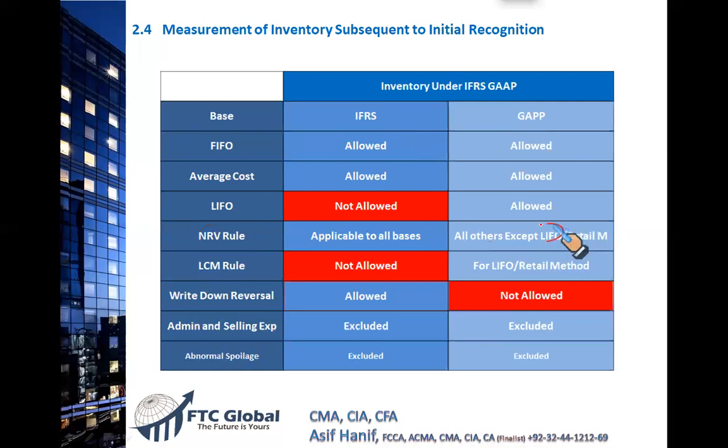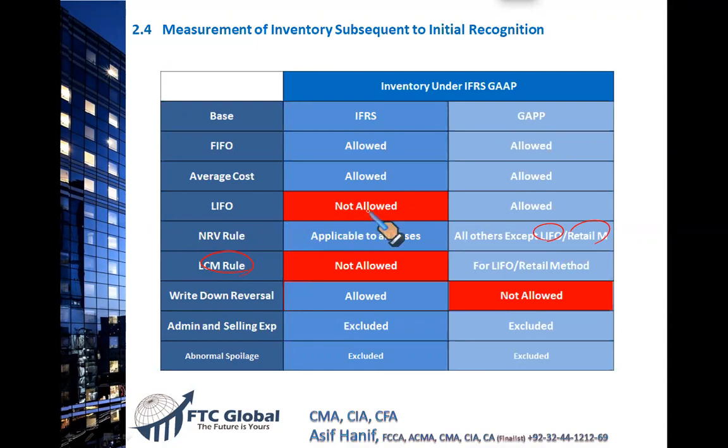So under the US GAAP, NRV rule is applicable on all except LIFO and retail method. Then what do we do with the LIFO and retail method? Under LIFO and retail method, we have a separate rule called the LCM rule. This LCM rule, you people will study for the first time. Those who are from ACCA or CA background would have read the NRV rule, but under the US GAAP, there is a rule that you may not be familiar with. It is LCM rule.